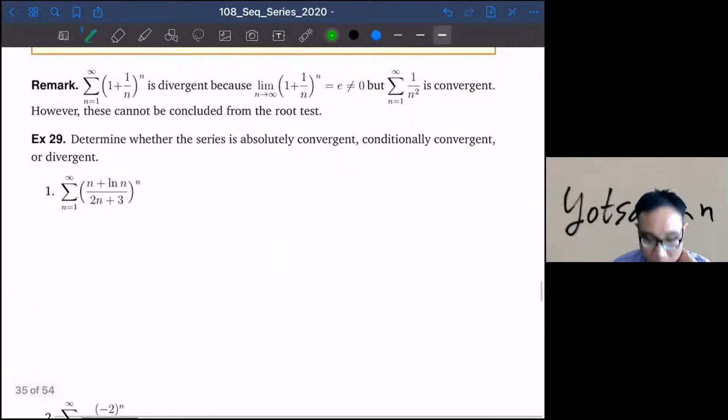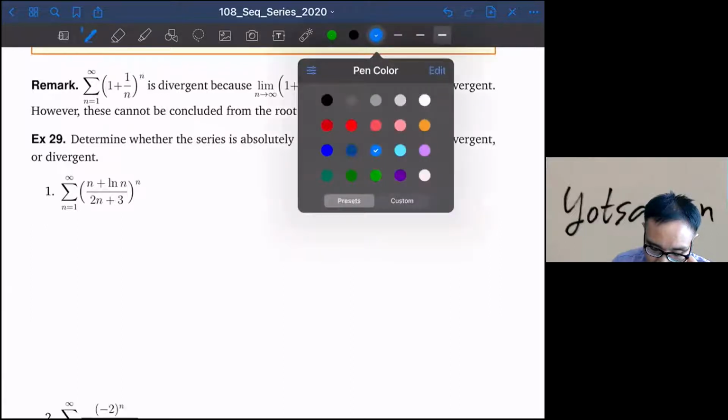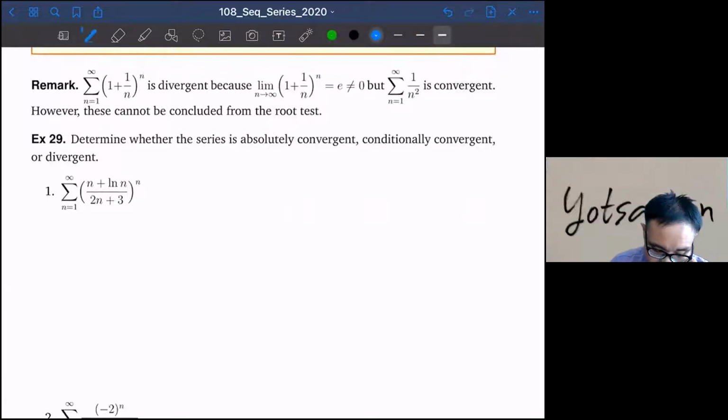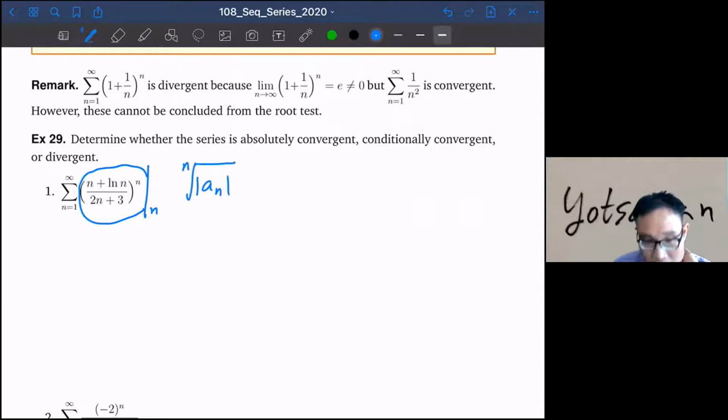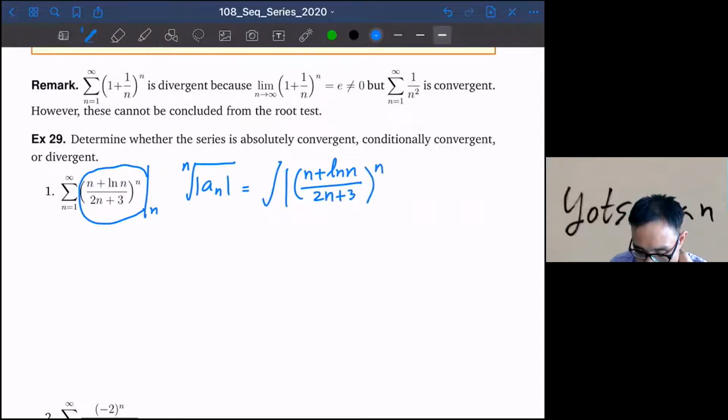I teach you in the same way. So you see in this case that you have your a_n given by this guy. So you're going to put the absolute value of a_n and raise it to the 1/n, the n-th root. So it's going to be the n-th root of the absolute value of (n plus log n over 2n plus 3) to the n.